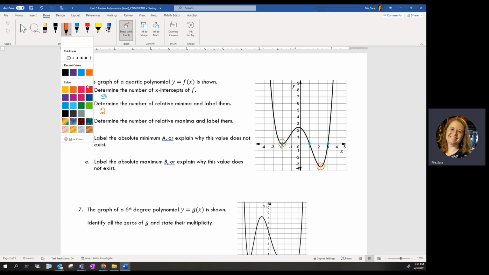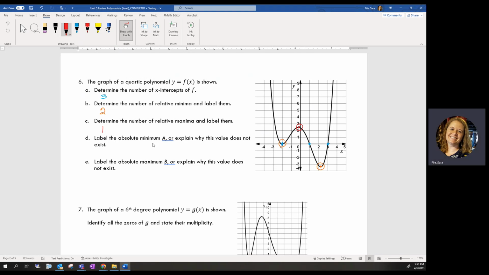The number of relative maxima. So maxima is high points, peaks, points that are maximums relative to the points around them. So here is 1. That's it. There's only 1.